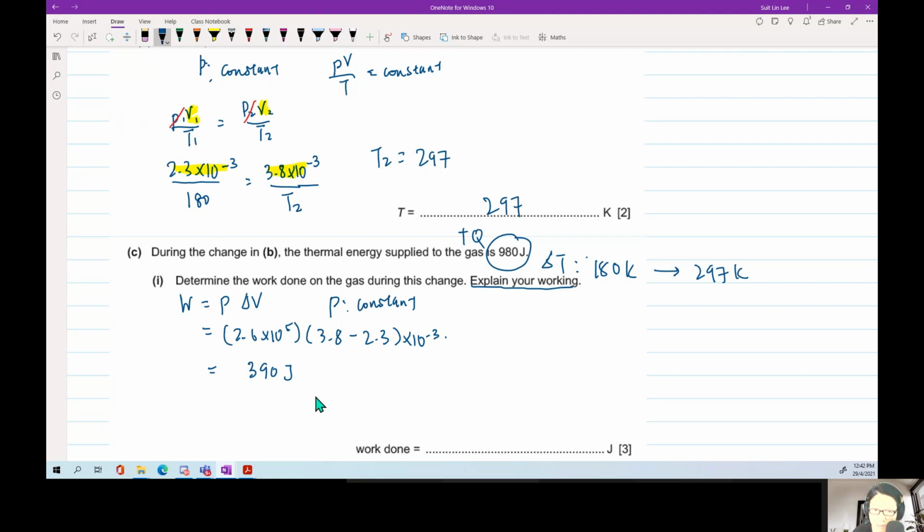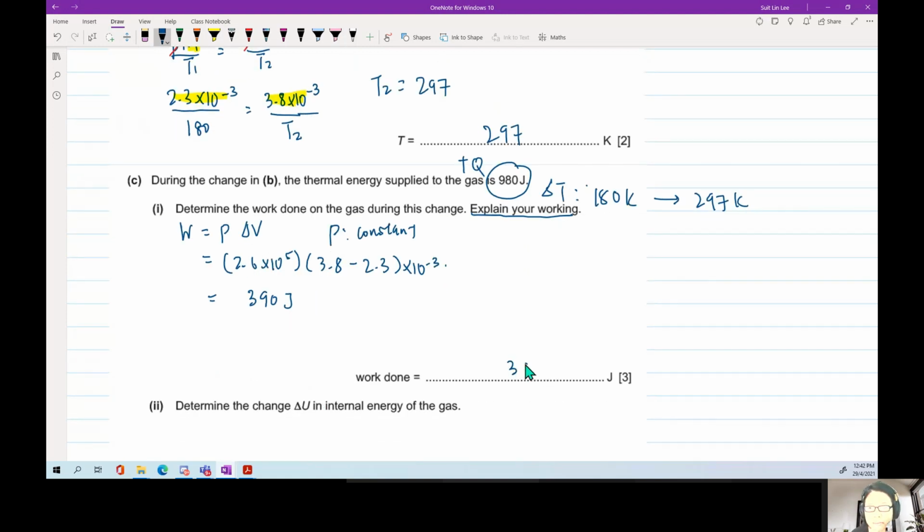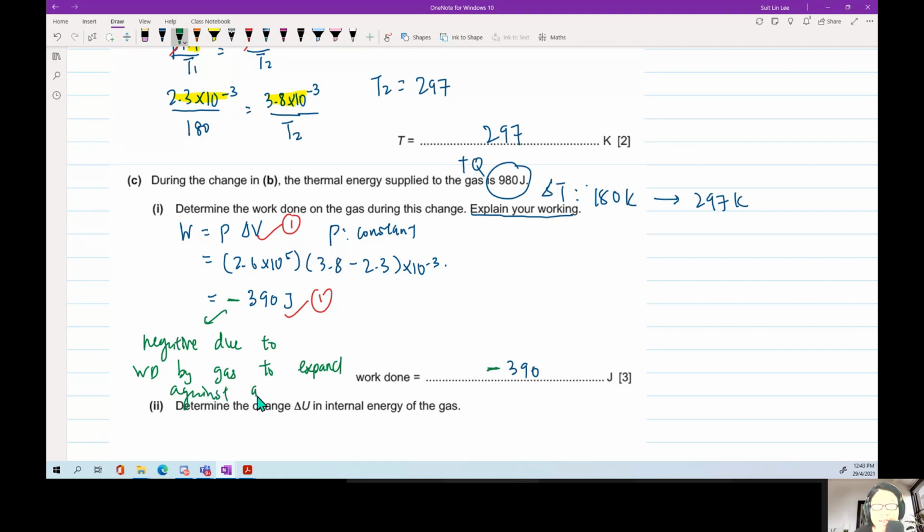But it's 3 marks. You have to think about where the marks are. Otherwise you lose 2 marks. So the first one is work done is P delta V, 1 mark. Substitution leading to this answer is 1 mark. Where is the other mark? There is a negative sign here, guys, and you have to explain why there's a negative sign. So you explain here: negative due to work done by gas to expand against atmosphere, as we learned from the last question.